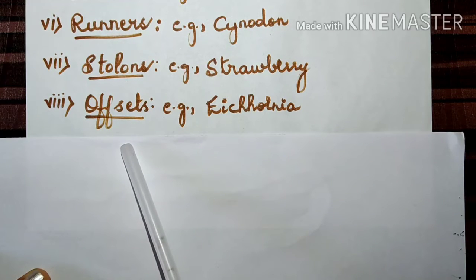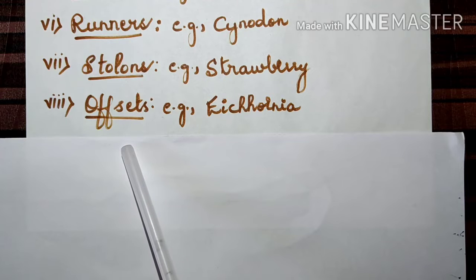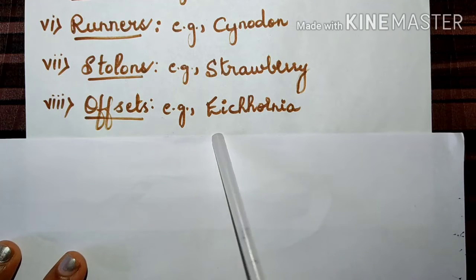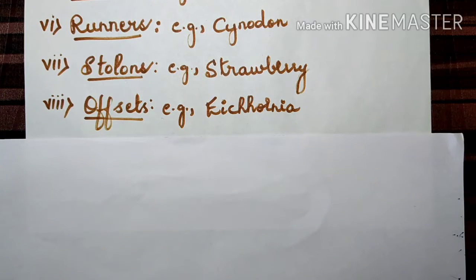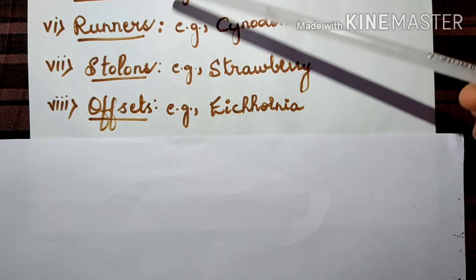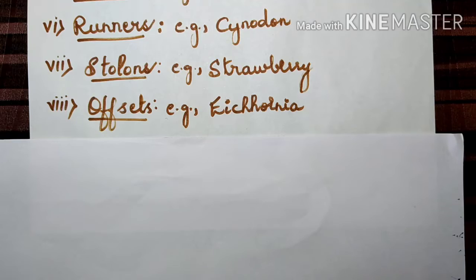And the other modification for vegetative propagation is offset. An offset consists of one internode and long runners, breaking of which helps in the vegetative propagation. You can see in case of Eichhornia. So these are the modified stems for vegetative propagation. We have studied modified stems like tubers, bulbs, corm, rhizomes, suckers, runners, stolons and offsets which are involved in the vegetative propagation.